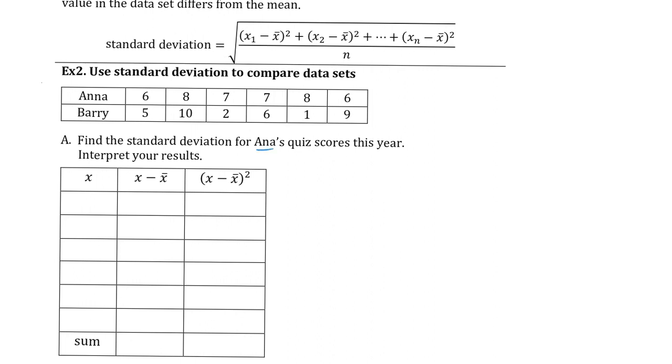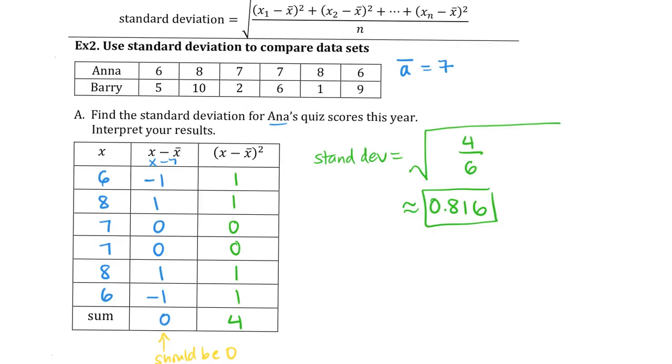Let me do Anna's scores. Anna got a 6, an 8, a 7, a 7, an 8, and a 6. Okay, now we already calculated Anna's mean. What was Anna's mean? Okay, so standard deviation tells you how much the data set differs from the mean. So her mean was 7.